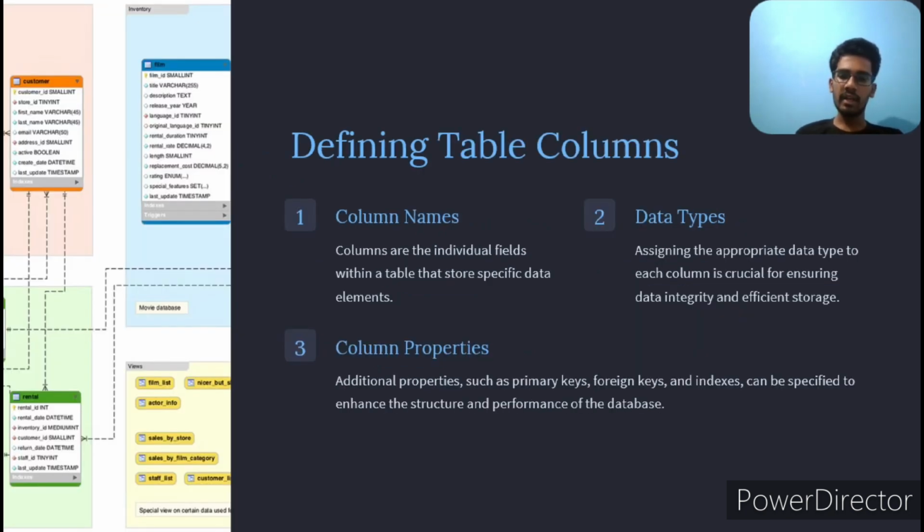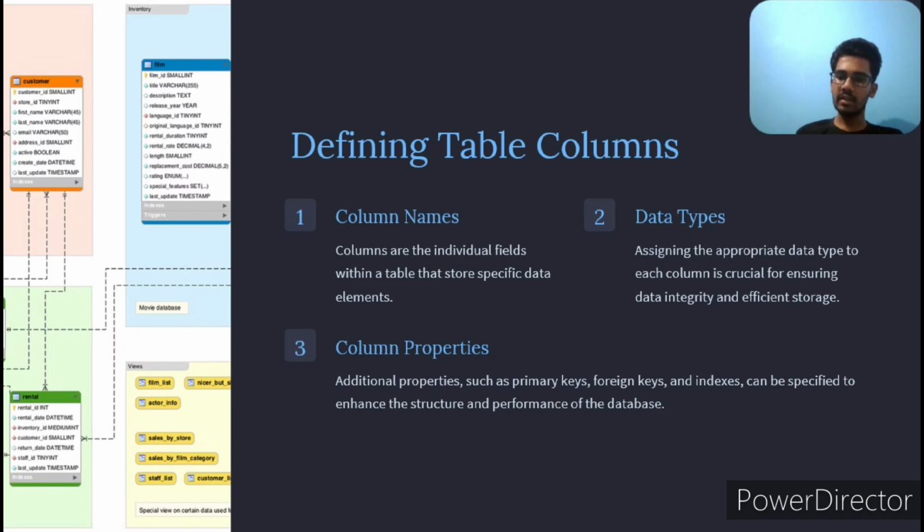Next, defining table columns. Column names. Column names are the individual fields within a table that store specific data elements. These columns are used to store the specified data elements, which are useful and very important.